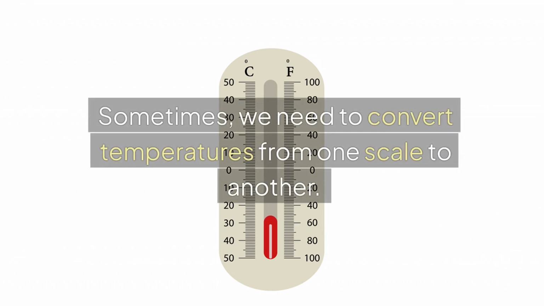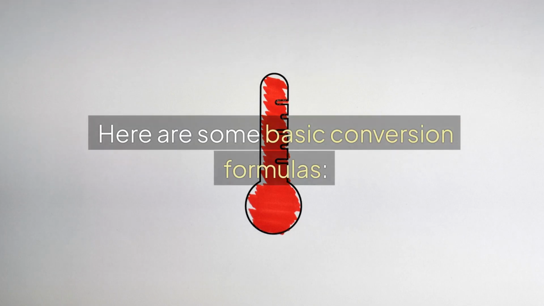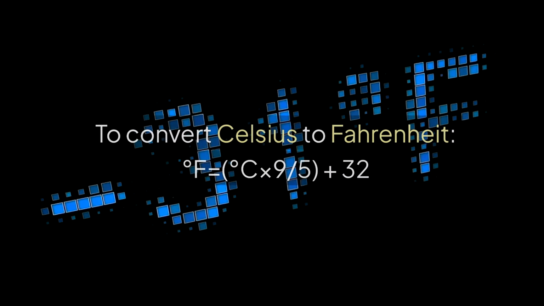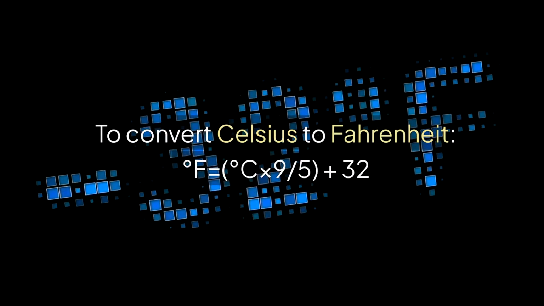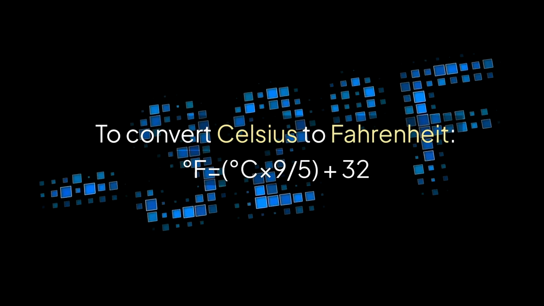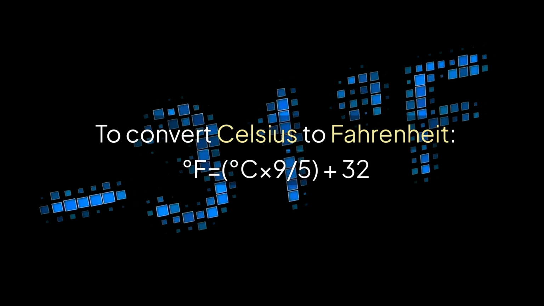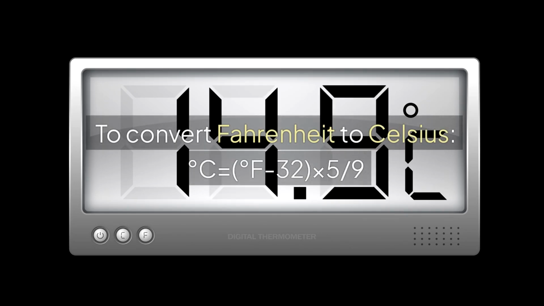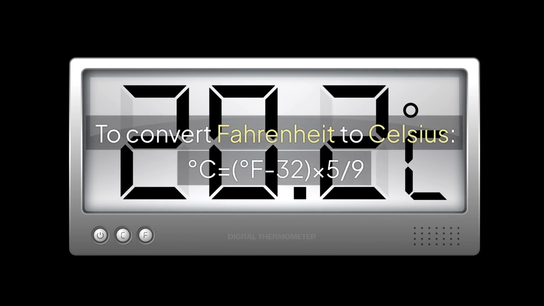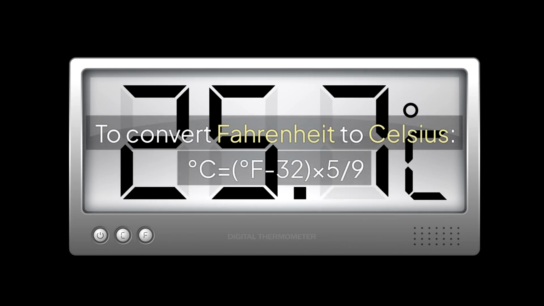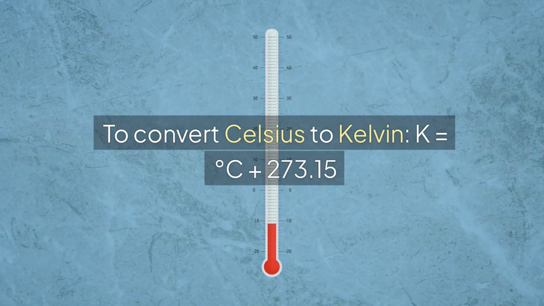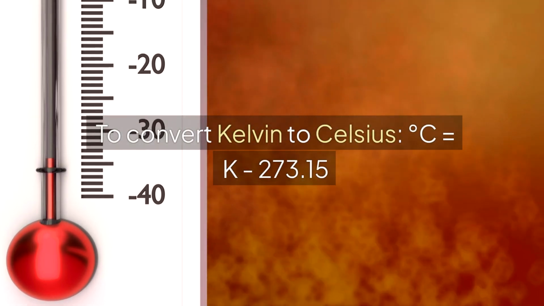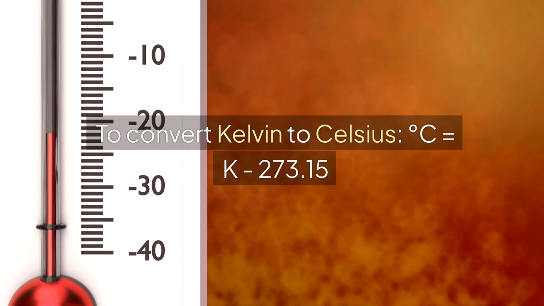Sometimes, we need to convert temperatures from one scale to another. Here are some basic conversion formulas. To convert Celsius to Fahrenheit, degree Fahrenheit equals degree Celsius times 9 by 5 plus 32. To convert Fahrenheit to Celsius, degree Celsius equals degree Fahrenheit minus 32 times 5 by 9. To convert Celsius to Kelvin, K equals degree C plus 273.15. To convert Kelvin to Celsius, degree C equals K minus 273.15.